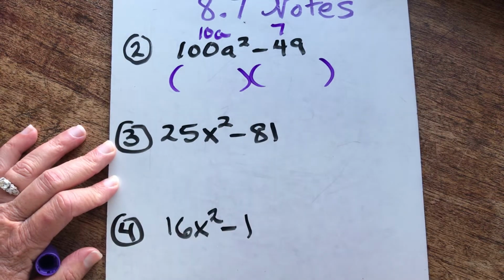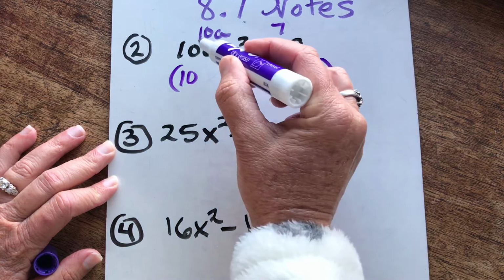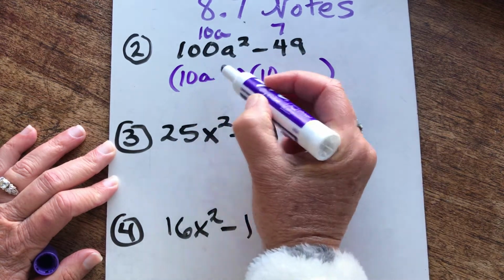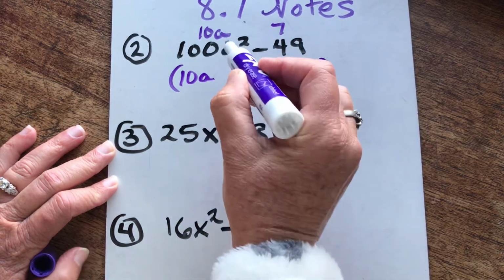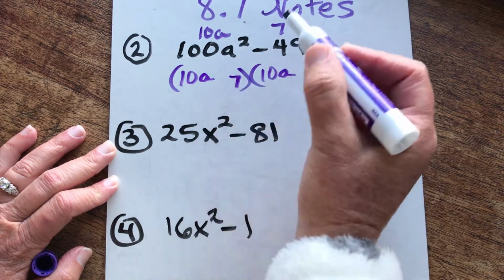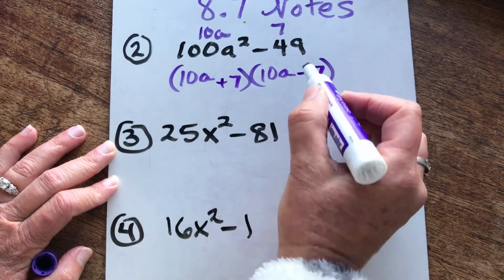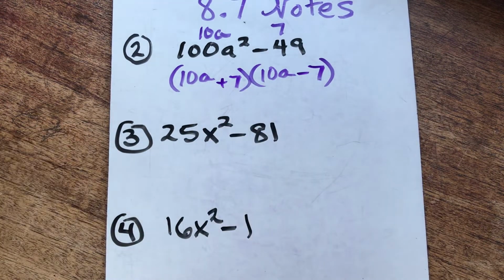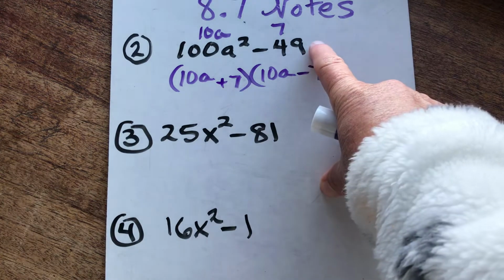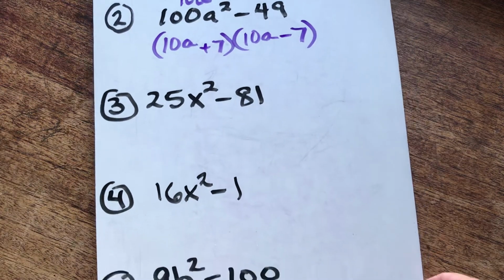Set up your 2 sets of parentheses. We have 10 times 10 is the 100 in the front. We have a times a, that also gives me that a squared in the front. We have 7 times 7, that would give me the 49 in the back. And we know we're going to have opposite signs because conjugate binomials, when multiplied out, give us a difference of squares.